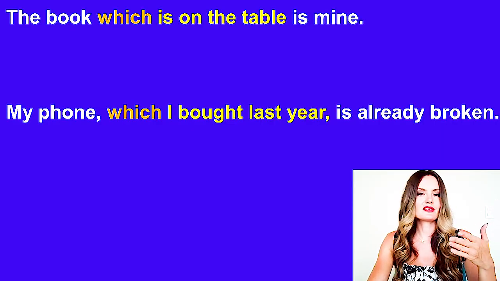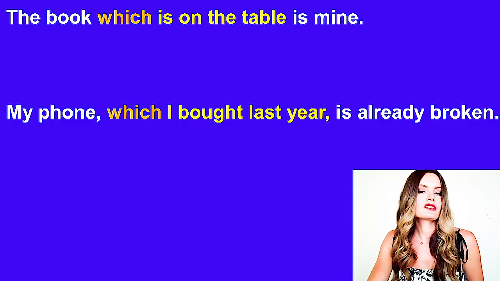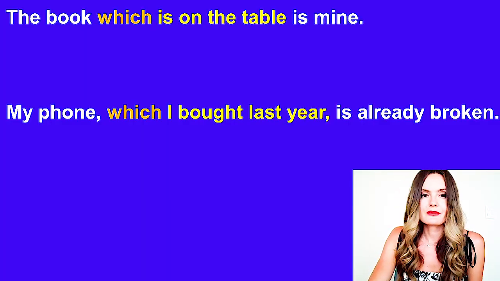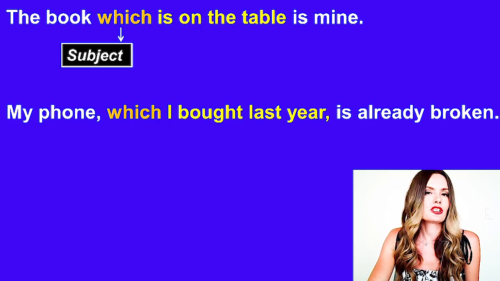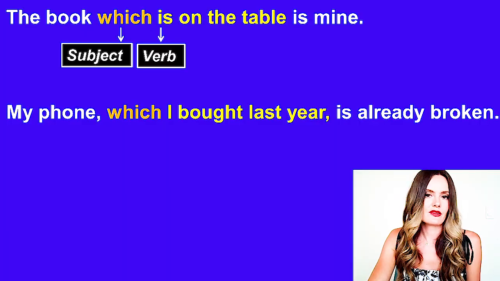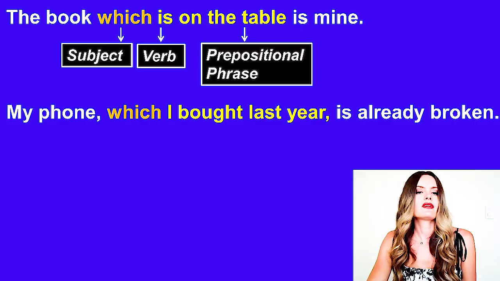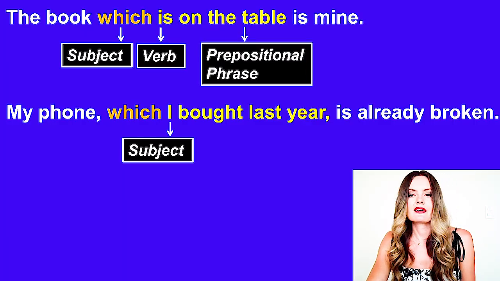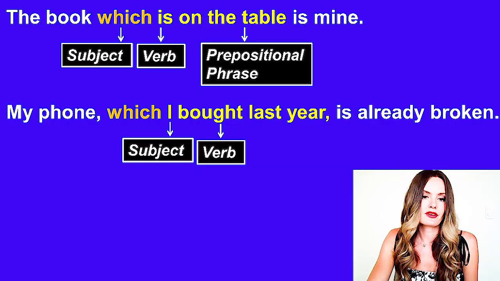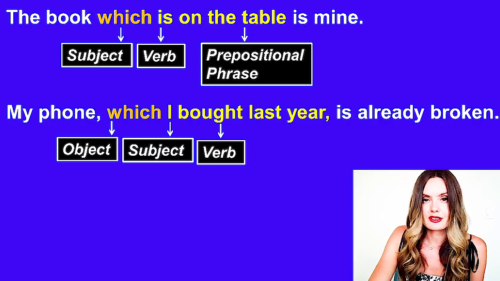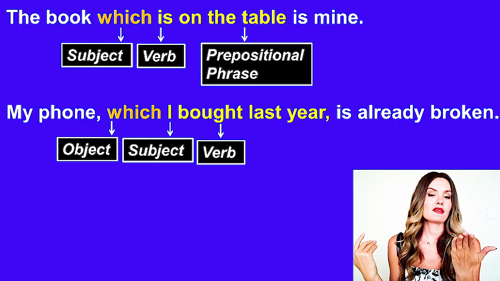The book which is on the table is mine. The phone which I bought last year is already broken. So here in the first sentence, the book which is on the table is mine, which is the subject, is the verb, on the table is the prepositional phrase. In the second example, my phone which I bought last year is already broken. I is the subject, bought is the verb, which is an object. So you can see that which can be the subject in a relative clause and the object as well.